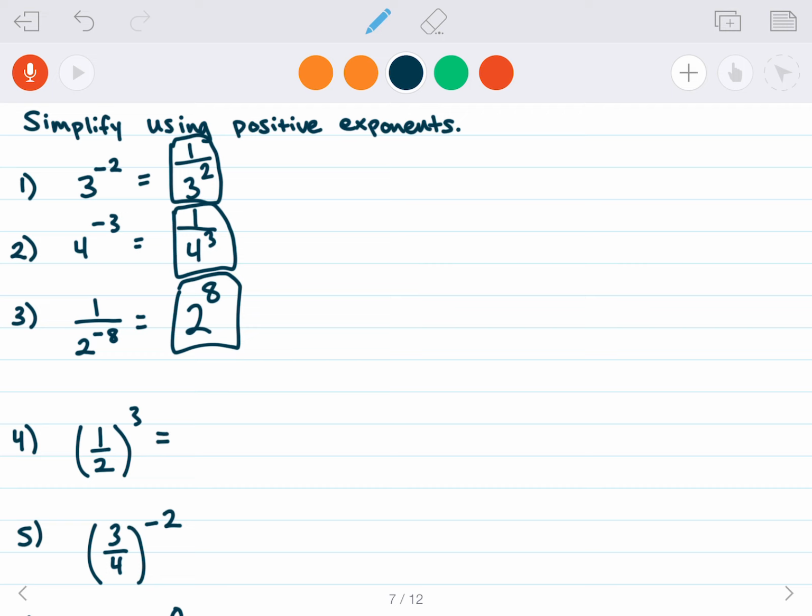All right, here we can use our fraction property. So 1/2 to the third is the same thing as 1 to the third over 2 to the third. If we wanted to, we could simplify this to 1 over 8, right? 2 times 2 times 2 is 2 to the third, which gives us 8. And 1 times 1 times 1 is 1. So that gives us a value of 1 over 8.